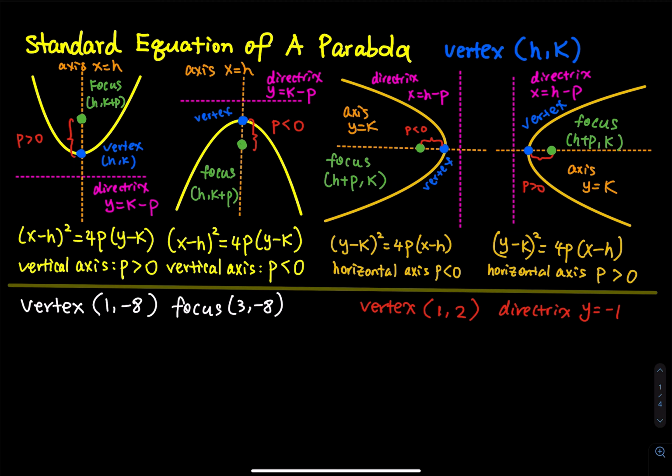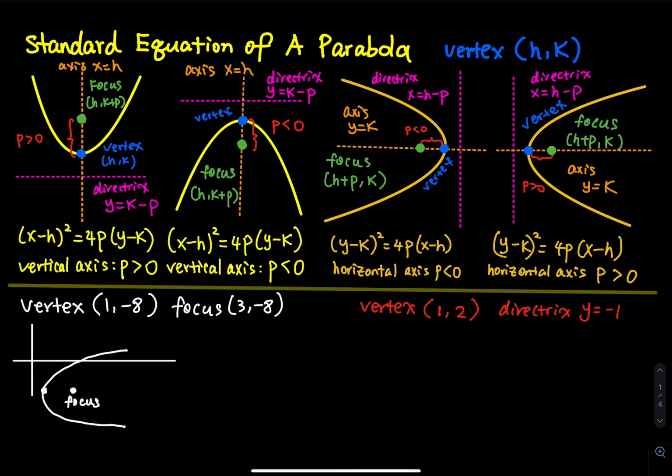So the way I do this is I will just draw a graph. You don't need graphing paper. So for 1, -8, let's just draw a graph. So 1, -8 is in quadrant 4, right? And then the focus is 3, -8. So it's right over here, x equals 1, x equals 3. Since the focus is right over there, I can see that the parabola is facing this way because the focus is right over here.